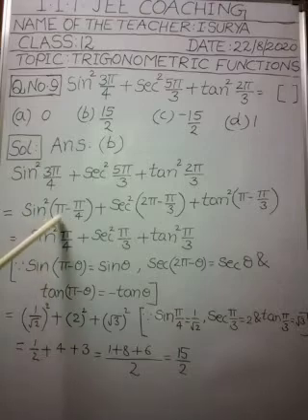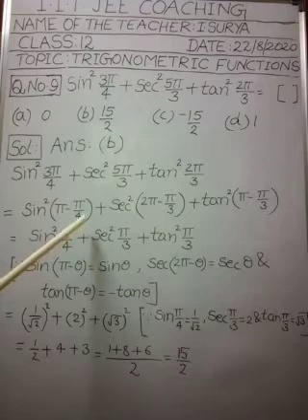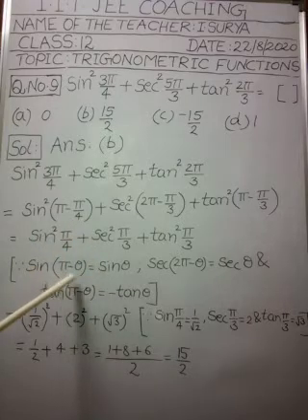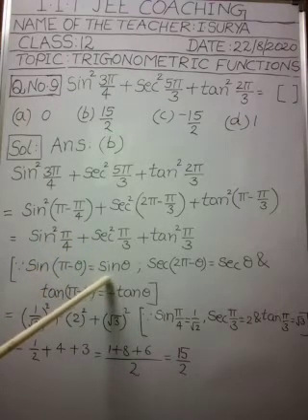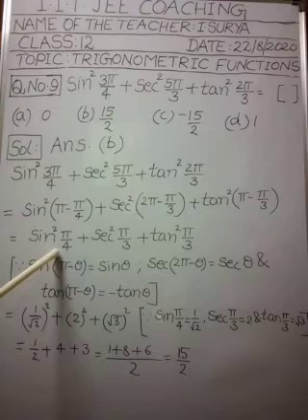Sine square of pi minus theta. It is in the form of sine square of pi minus theta. What is the formula? Sine of pi minus theta is sine theta. So here theta means pi by 4. So sine square pi by 4. Understood this first term, my children?